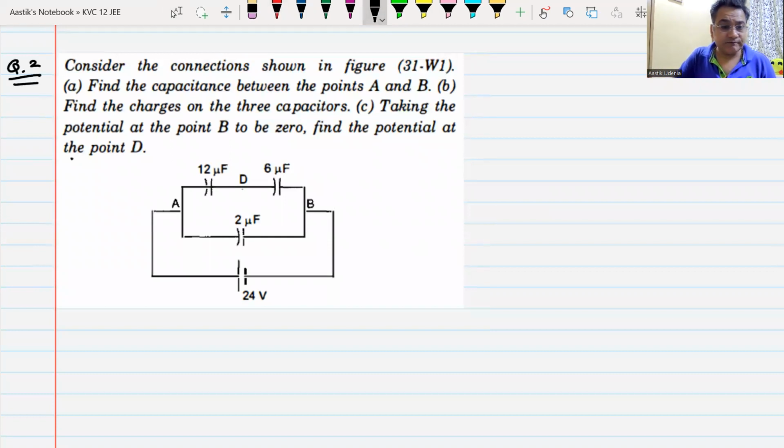Question number 2. Consider the connection shown in the figure. Find the capacitance between A and B. Obviously, you can do it quite quickly. Find the charges on the three capacitors. Obviously, you can also do that. Taking the potential of point B to be 0, find the potential of point D. I'm giving you 2 minutes to do this. I hope everyone does this. You have 2 minutes. Get me the answer of all the parts.